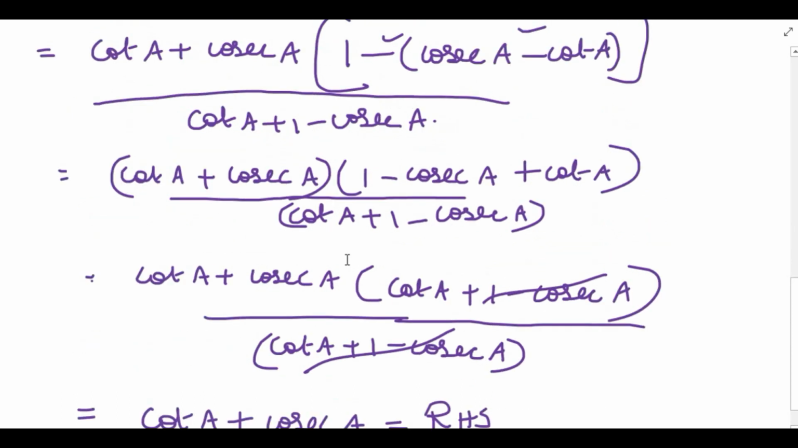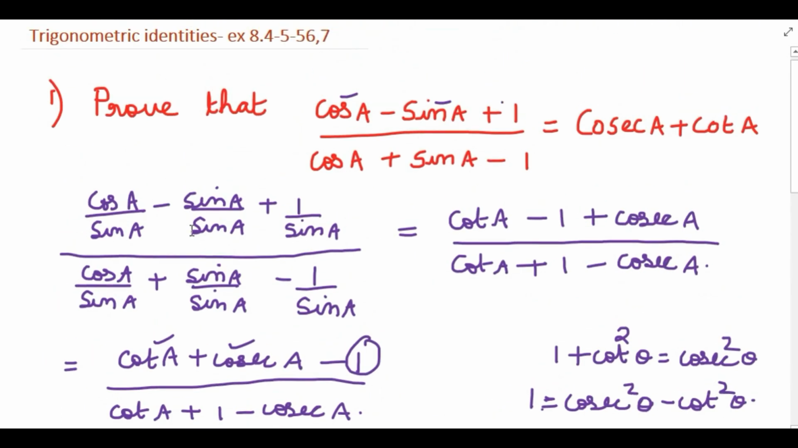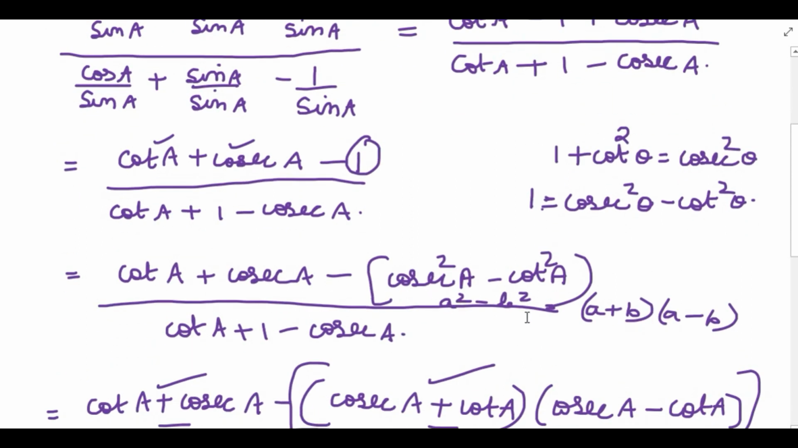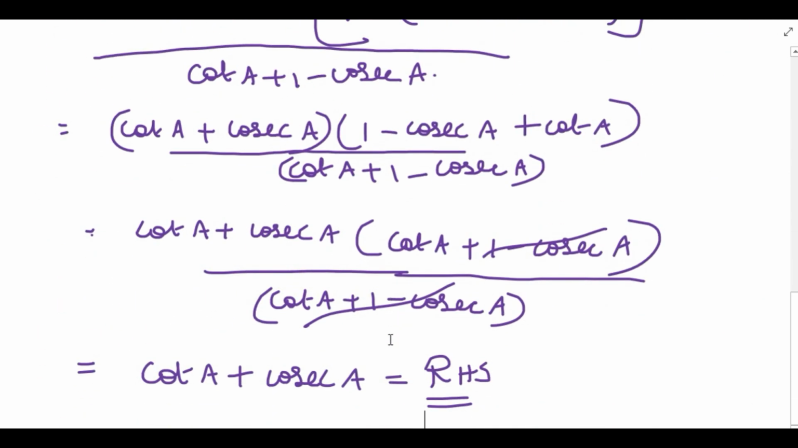So for this problem, what we have done is we have divided throughout by sin A, each and every term in the numerator and denominator. Then we know that cos A by sin A is cot A, sin A divided by sin A is 1, and 1 by sin A is cosec A. Then for this 1 we have used the identity 1 equal to cosec square theta minus cot square theta. Then again we have used the identity a square minus b square equal to (a plus b) into (a minus b). We have opened the bracket and cancelled, and finally we got the right hand side.